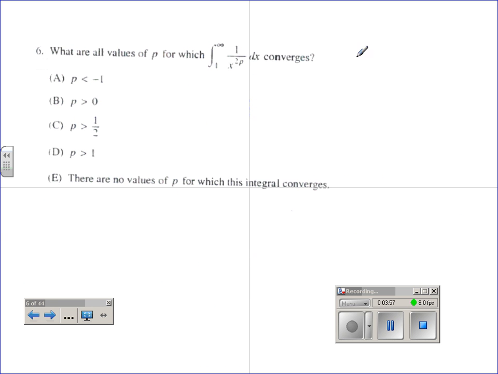Okay, so this is like the series 1 over n to the 2p. We know that whatever is right here needs to be bigger than 1. And so p must be greater than 1/2. You recognize this is kind of like the integral test.